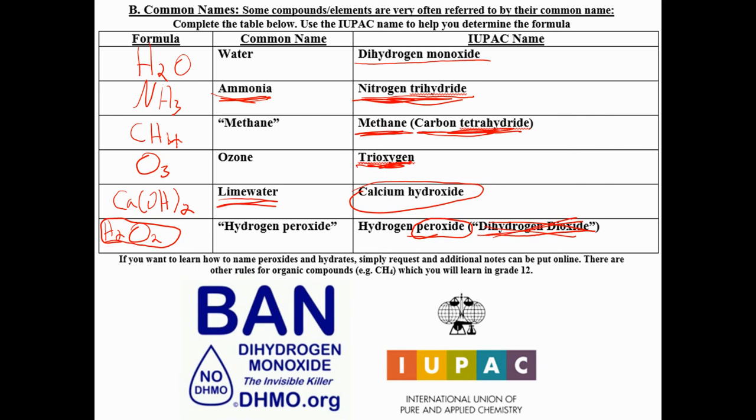So you will learn more naming rules later on about peroxides and these things called hydrates. And in grade 12, there's another set of naming rules for these compounds called organic compounds, like CH4. That's why we call it methane, because it's from an organic compound set of naming rules.